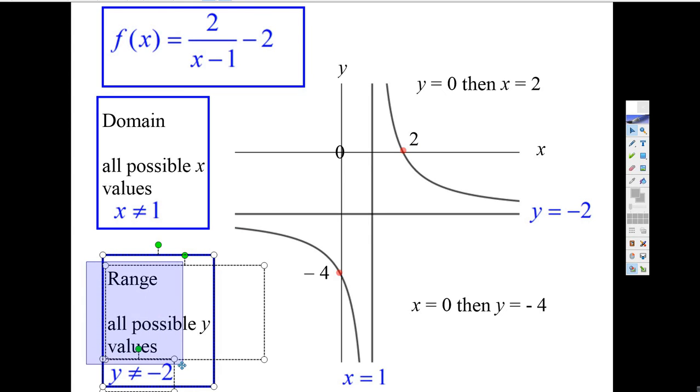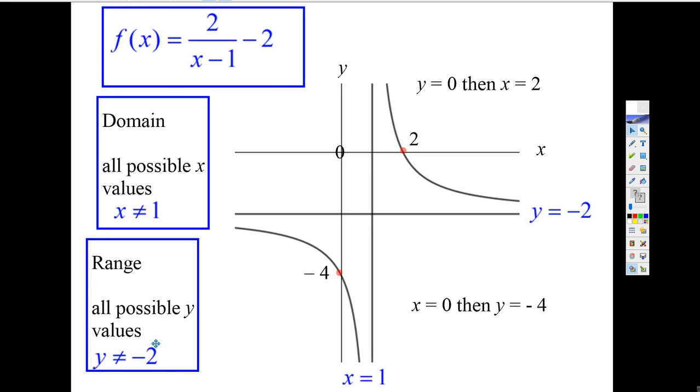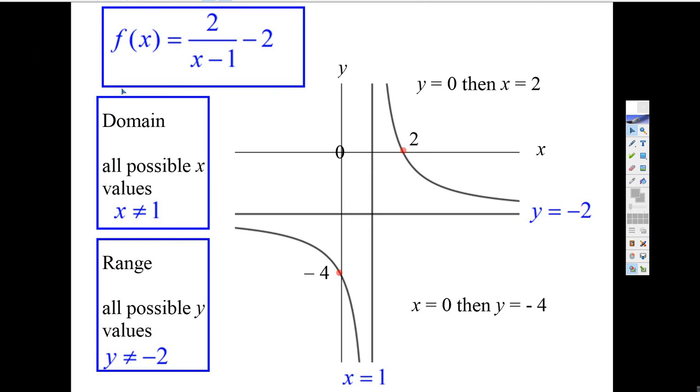Now, they do come up with questions all the time where they ask about domain and range, and you have to know what the word means. Domain means all the possible x values. Well, you can put just about anything in for x here, but there's one thing you can't put in. 1 minus 1 would be 0, and you're not allowed to divide by 0. So the domain is all real numbers, but x can't equal 1. That's the key thing. That's your domain.